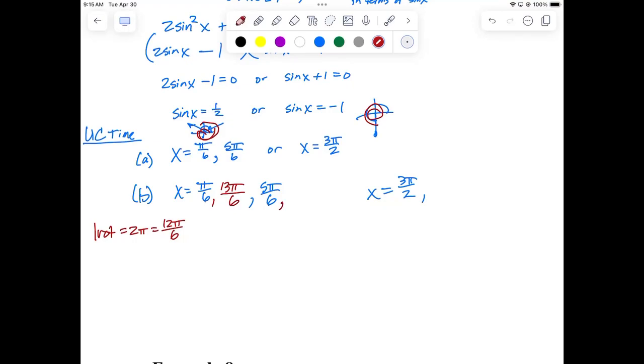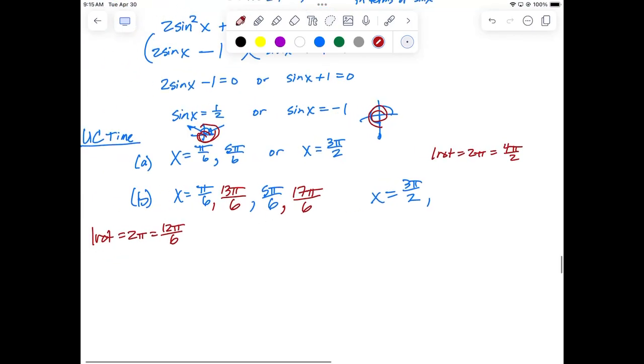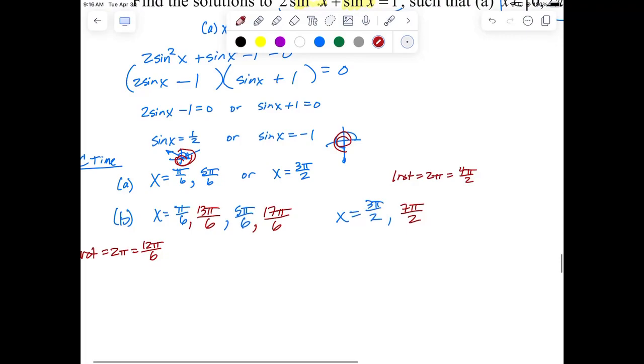All right, what's 5pi/6 plus 12pi/6? 17pi/6. Yeah, now over here we're counting by halves. So one rotation is 2 pi, which is 4pi/2 instead of 12pi/6. So what's 4pi/2 plus 3pi/2? 7pi/2. So there you go. If I wanted all the solutions between 0 and 6 pi, you would just add another rotation to 13, 17, and 7. Okay? So that's part B, all of them between 0 and 4 pi.